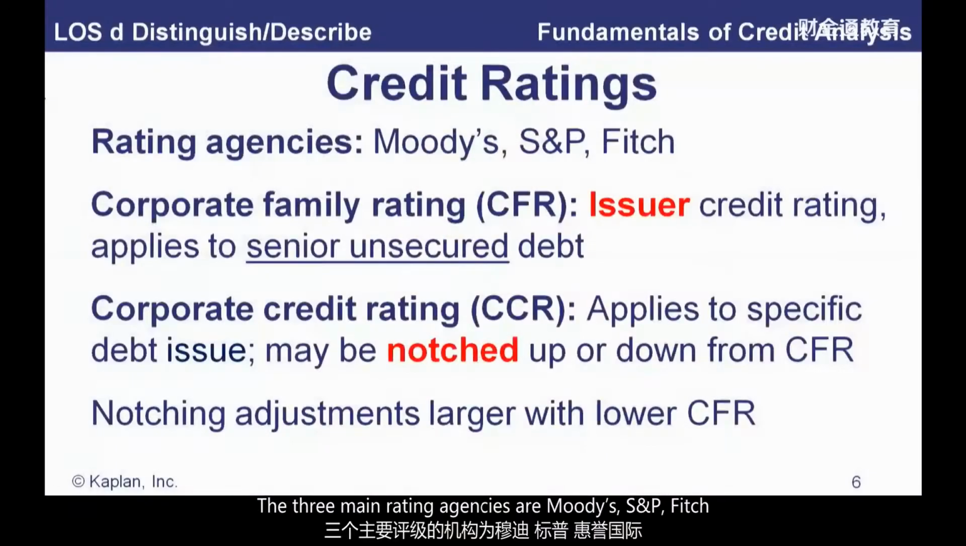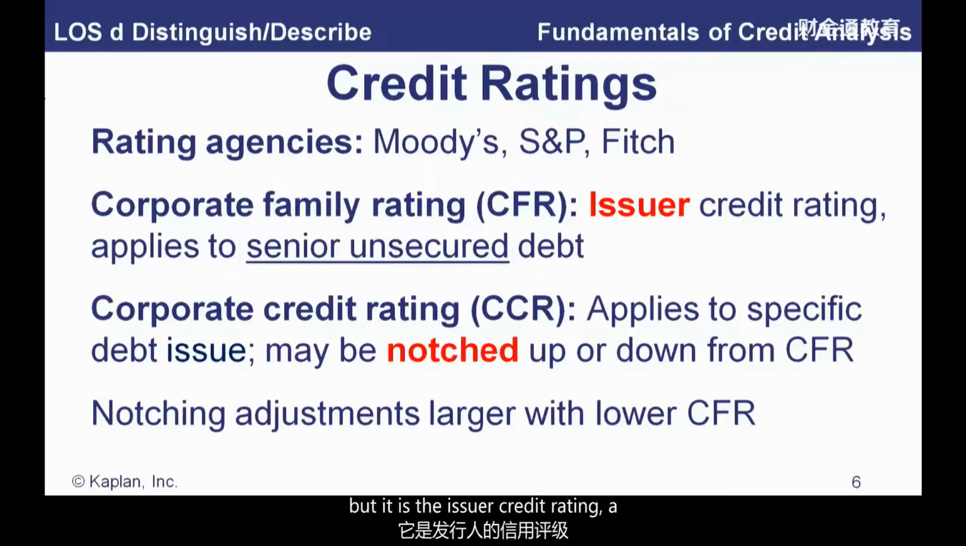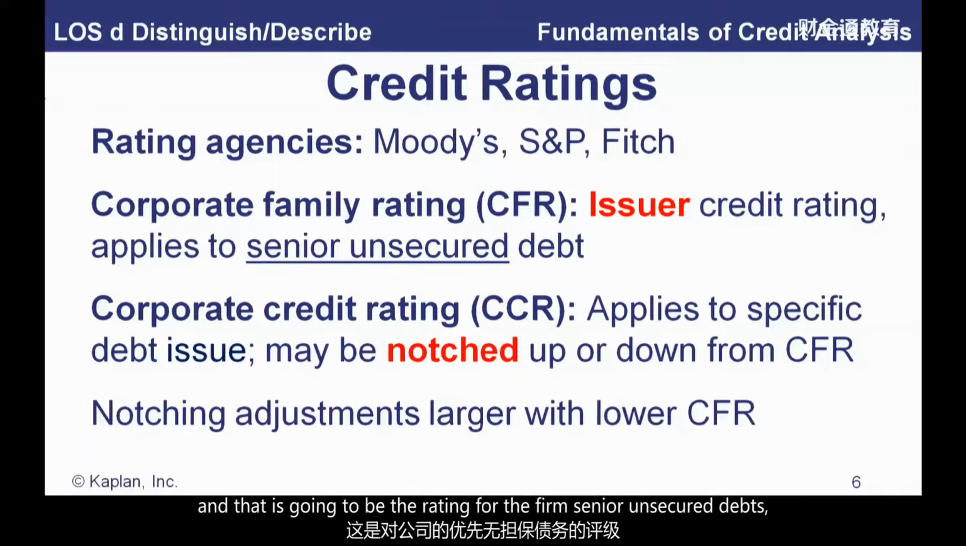Well, the three main credit rating agencies are Moody's, S&P, and Fitch, and they will assign a corporate family rating, a CFR, and this is for the issuer, not for a particular bond issue, but it's the issuer credit rating, and if they have senior unsecured debt, it will apply to that. So that's the corporate family rating for the issuer, and that is going to be the rating for the firm's senior unsecured debt. Other debt may have priority to that or less seniority than that.